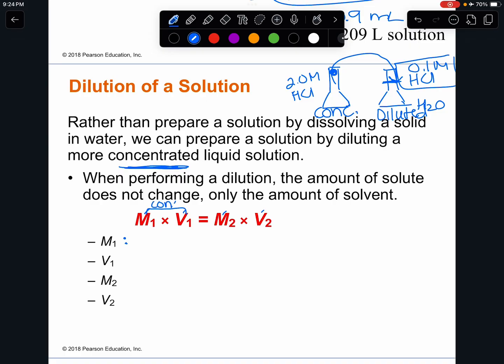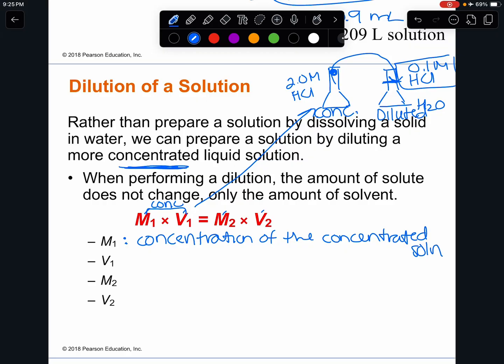So M1, I like to say that this side over here is about the concentrated solution, and in my picture up here, it's the one on the left. So this is the concentration of the concentrated solution, SOLN, I'm going to write for solution. So this is in terms of molarity, the unit we just used.